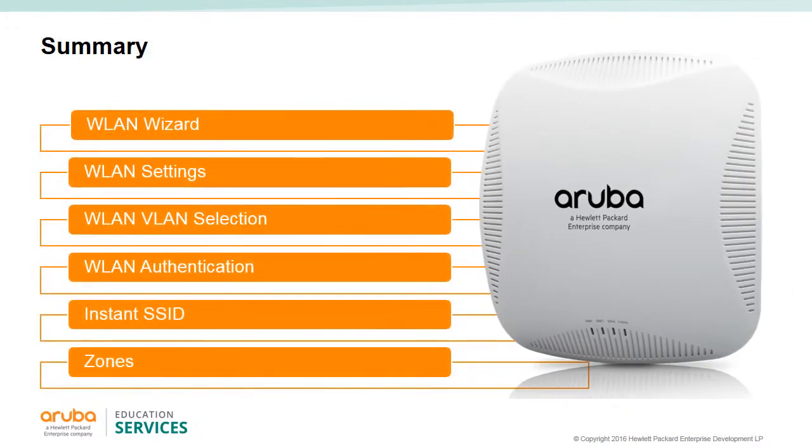In this module, we saw the wireless LAN wizard, the wireless LAN settings, the wireless LAN VLAN selections, such as virtual controller, the wireless LAN authentication, guest, 802.1x. We saw what happens to the Instant SSID once a wireless LAN is created. And we also saw that zones can be created where IPs placed in zones will only advertise the SSIDs that are in the same zone.